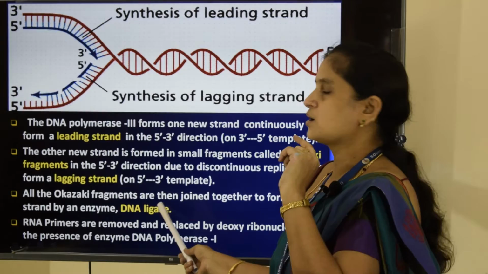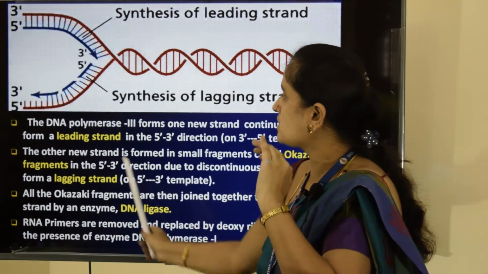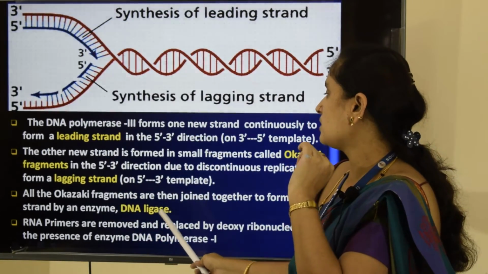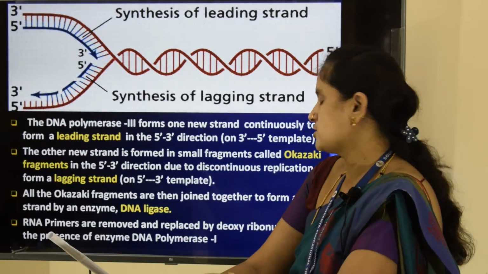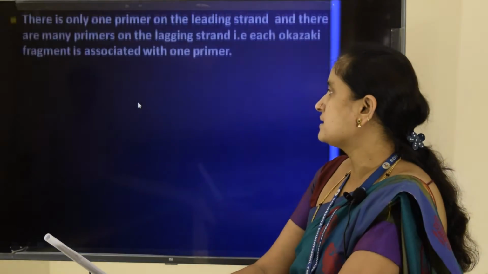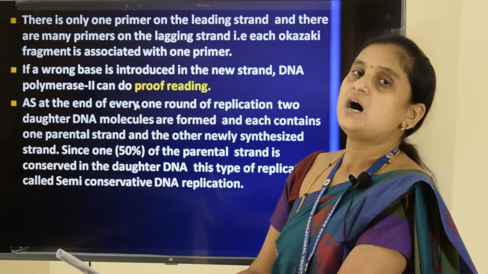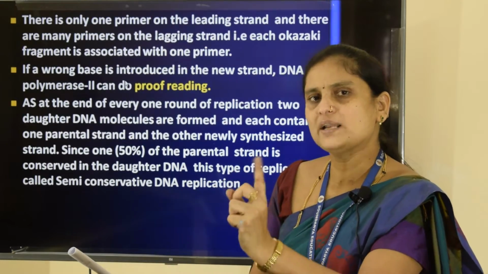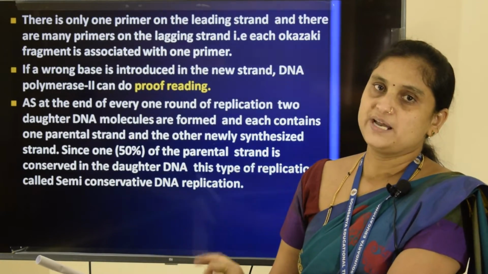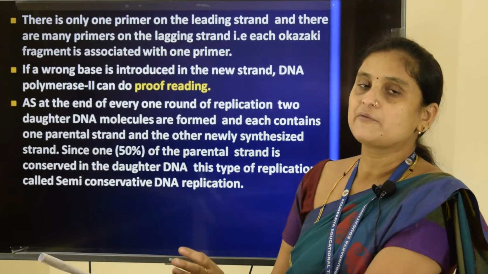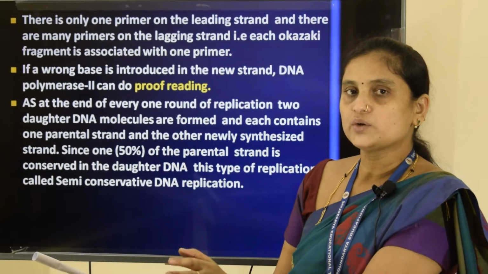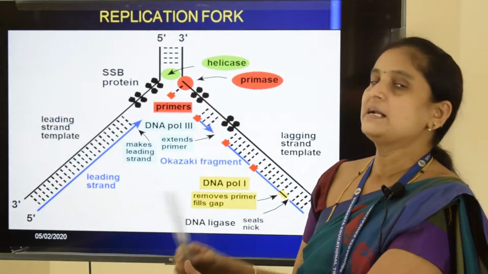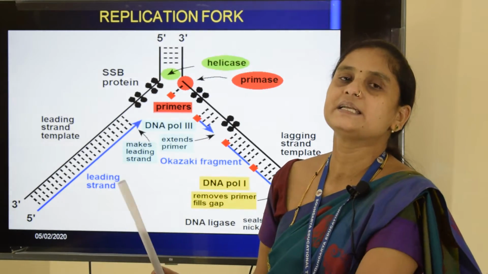Those fragments are called Okazaki fragments, and all the Okazaki fragments join together with the help of the enzyme called DNA ligase to form a continuous stretch. Then what happens after this? The RNA primers are removed by the enzyme called DNA polymerase 1. There will be only one primer on the template where the leading strand is formed, and many more primers included in each of the Okazaki fragments. So all the primers are removed and replaced by the enzyme DNA polymerase 1.